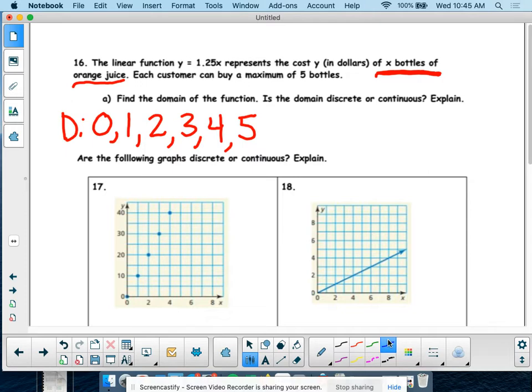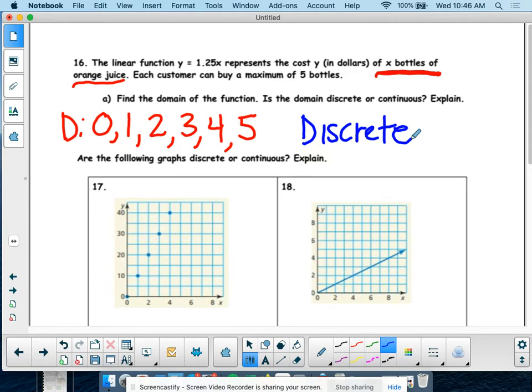So this one's kind of weird, but think about it. Can you buy partial bottles of orange juice? No, you can only buy whole bottles of orange juice, right? So it would be discrete. If you could buy partial bottles of orange juice, it would be continuous, but you can't.